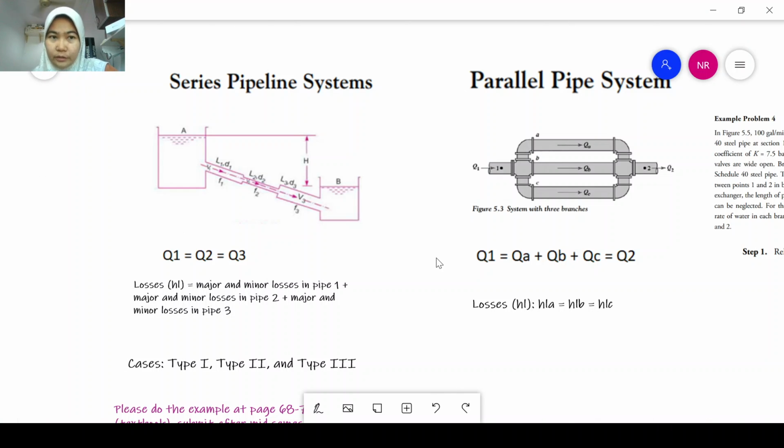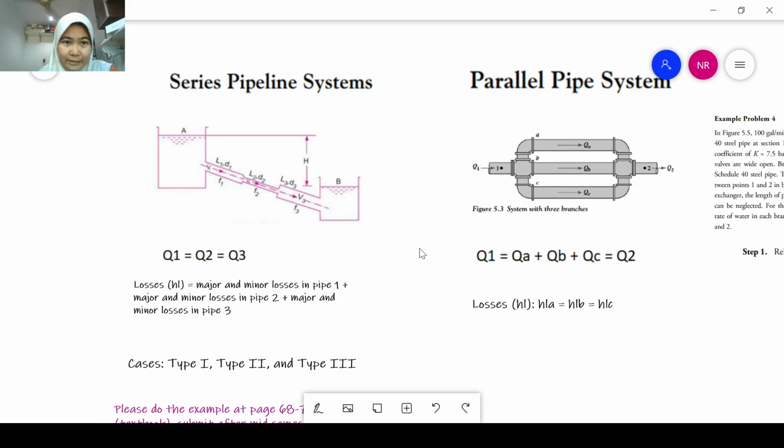So today we are going to do some revision on these two topics: series pipeline systems and parallel pipe systems. The reason why I call it revision is because most of the steps for these two systems have been learned in our previous lecture. So today, from the knowledge that we have learned, we are going to apply them in these two kinds of systems.